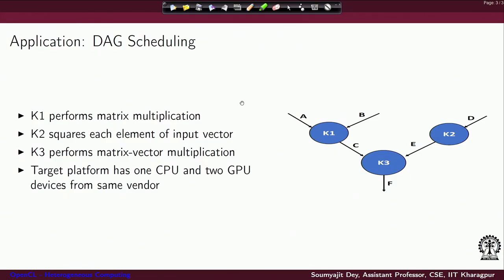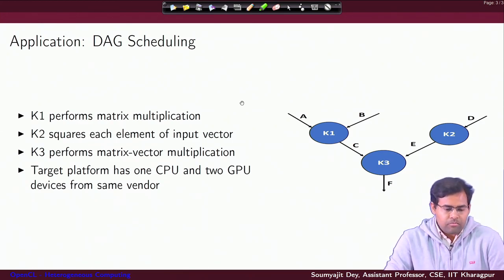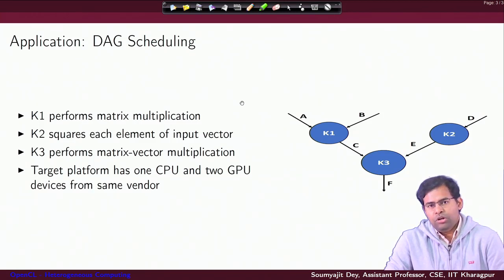The next topic we would like to touch on is how to use this concept in a general case where you have an application DAG, a directed acyclic graph, and you want to execute this kind of application on a system architecture where you have multiple devices. In this small example, say this is a task graph. You have three input buffers A, B and D. You have two kernels, K1 and K2, which can initially execute in parallel.